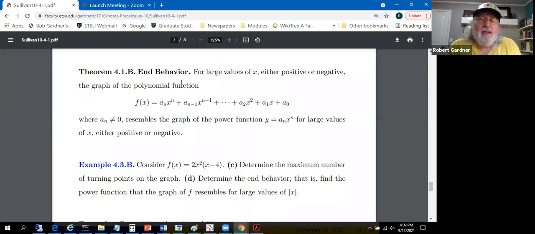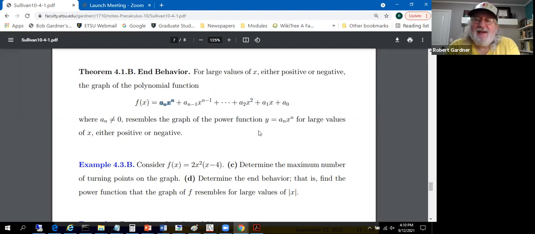Theorem 4.1.b about end behavior says, for large values of x, either positive or negative, the graph of the polynomial function f of x equals a sub n, x to the n, and so forth, where a sub n is non-zero, resembles the graph of the power function y equals a sub n, x to the n, for large values of x, either positive or negative. So what that means is when x is really big, this function is dominated by that first term. That's the end behavior.